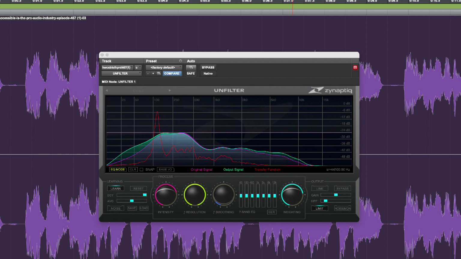So all I have to do now is take Unfilter out of learn mode and use the intensity control to apply the opposite response.